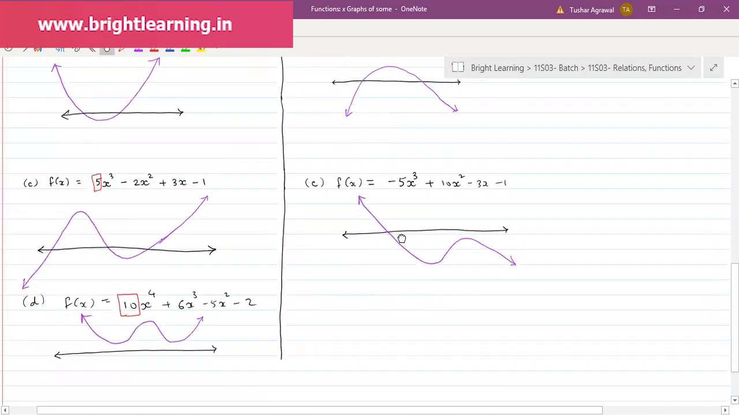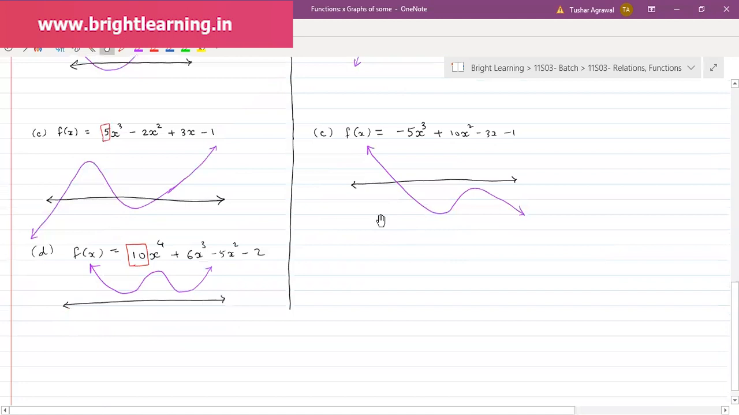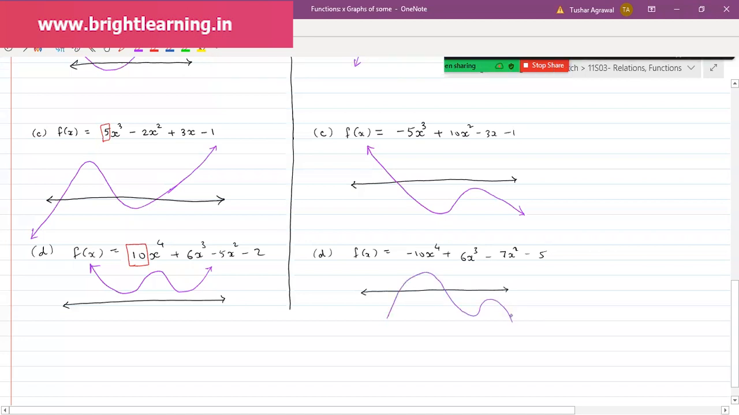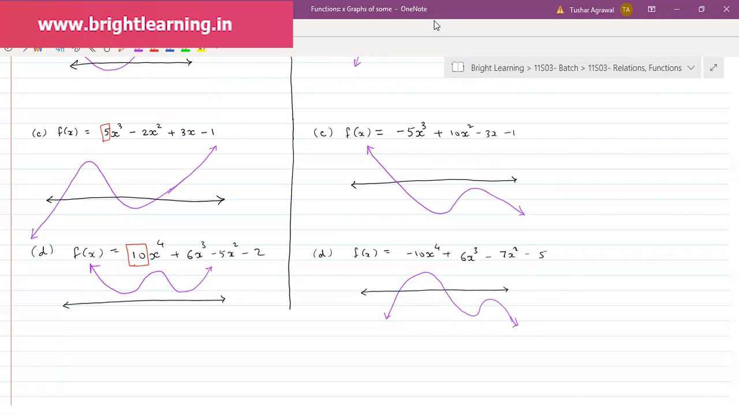And then 4: f(x) is equal to negative 10x raised to 4 plus 6x cube minus 7x square minus 5, let's say. The graph will be in the downward direction, a downward W, 1, 2, 3, 4. This is also a W. Not necessarily completely below the x-axis, it may intersect in 4 points also.